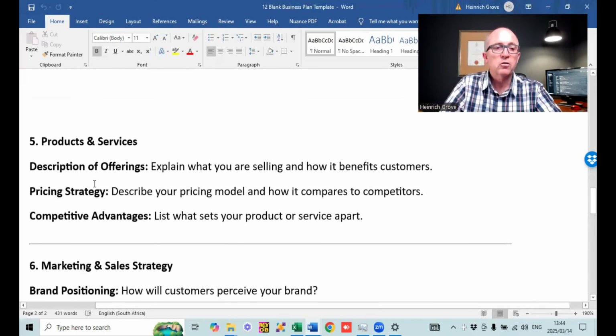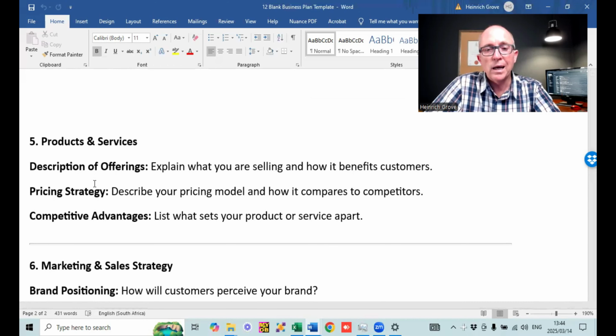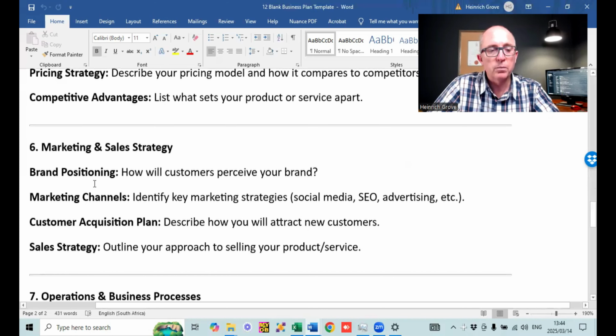Products and services, describe your offerings, explain to them what you are selling and how it will benefit your customers, what is your pricing strategy, what is the model and how it compares to your competitors, and what gives you the competitive advantage. So list what sets your product or service apart from your competitors.